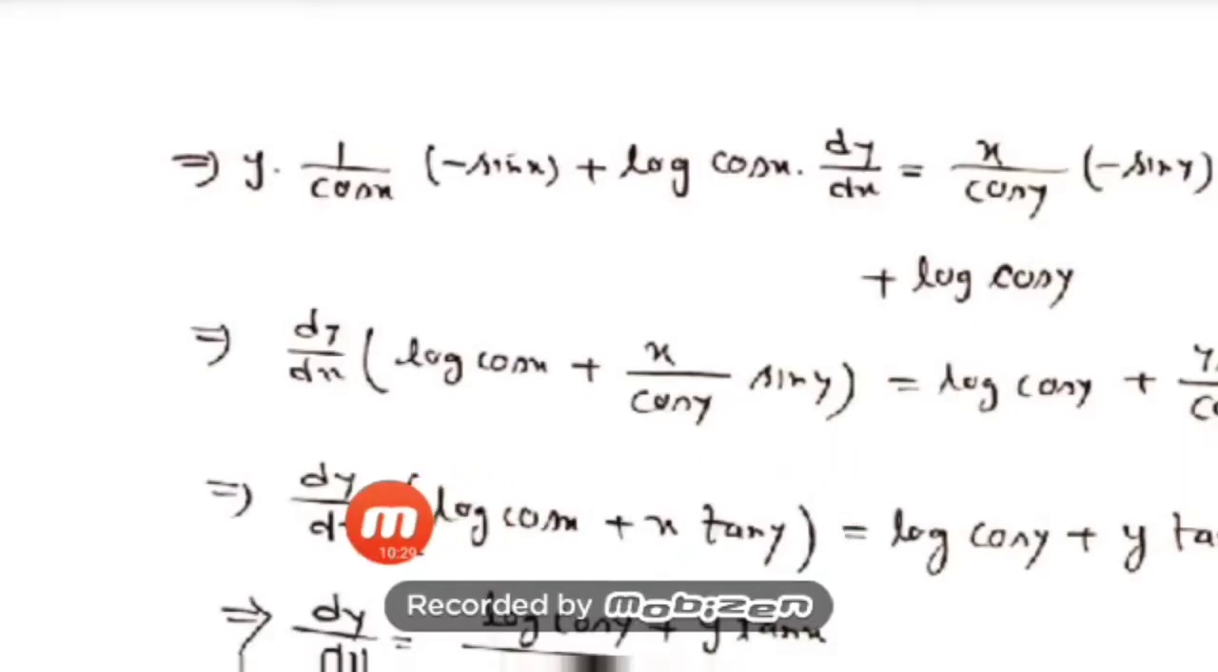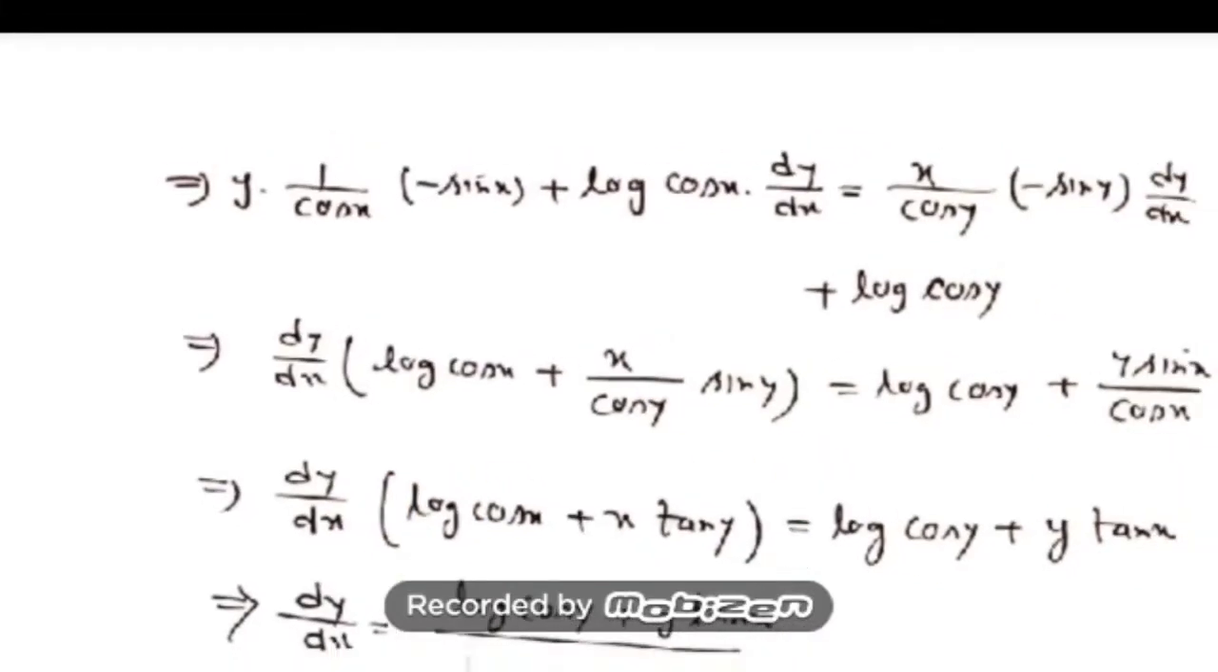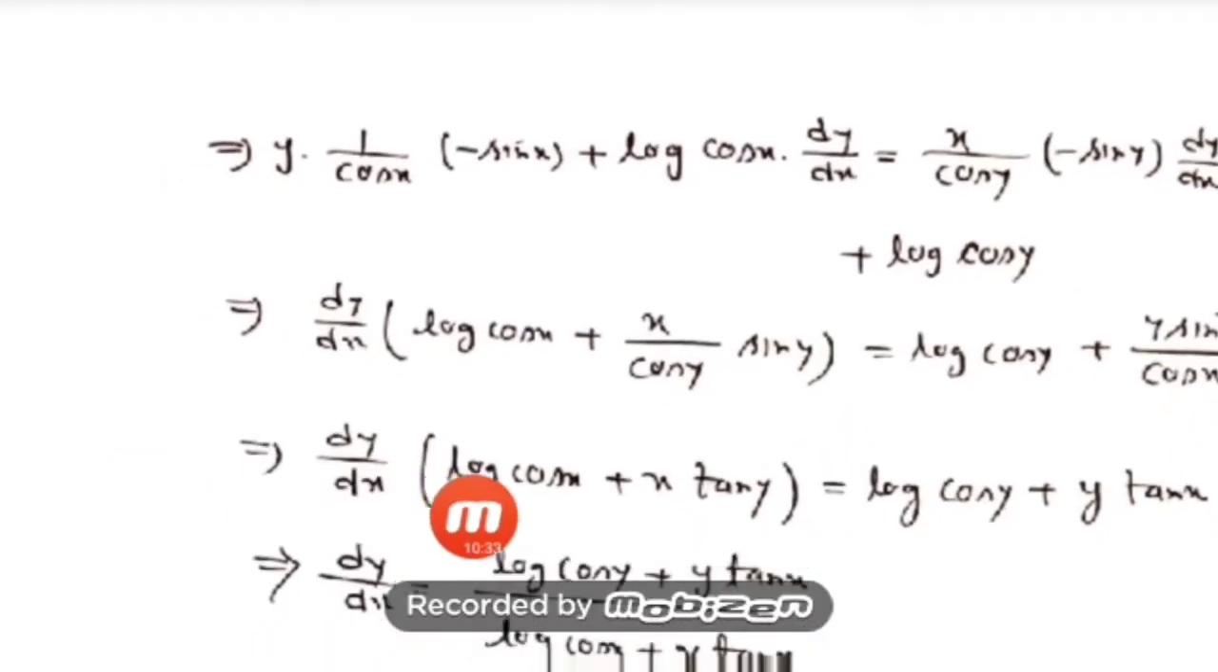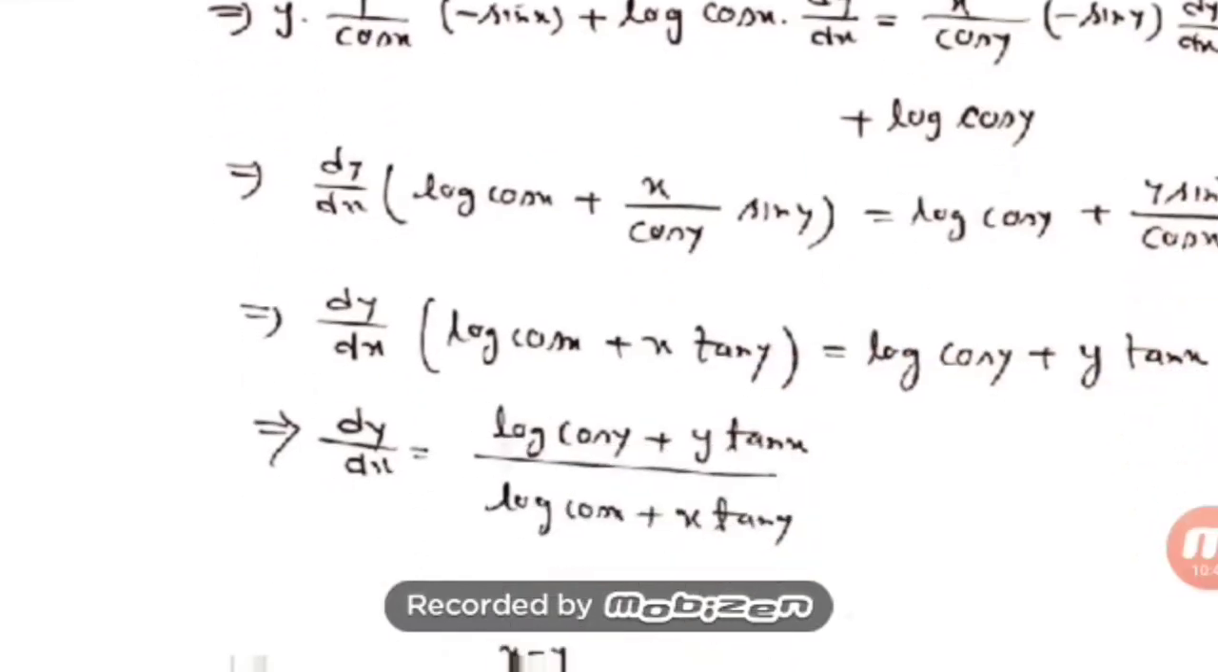Then taking dy/dx common, and here I just write sin by cos as tan, and this is also sin by cos as tan. Then what is your dy/dx? dy/dx is (log of cos y plus y tan x) by (log of cos x plus x tan y). So this is your solution of question number 14.